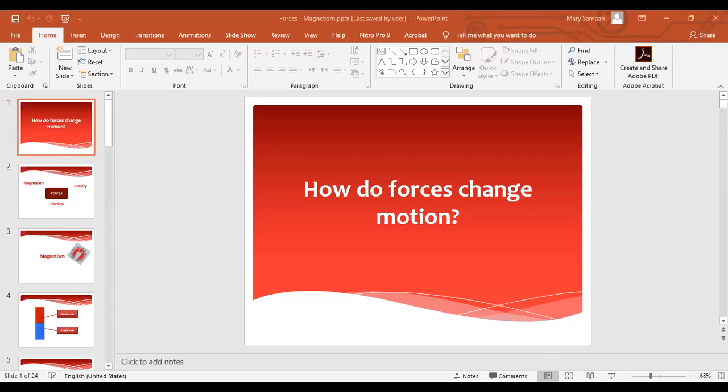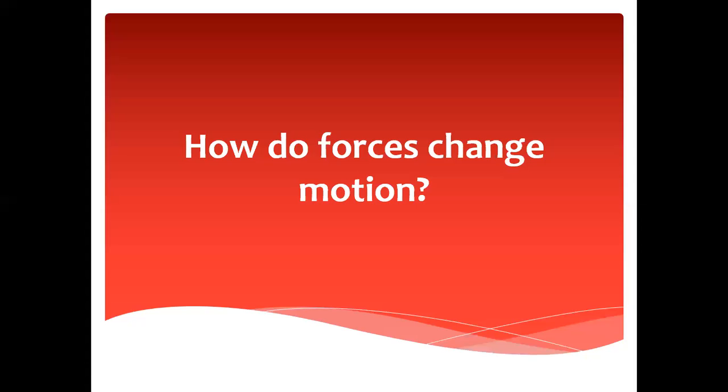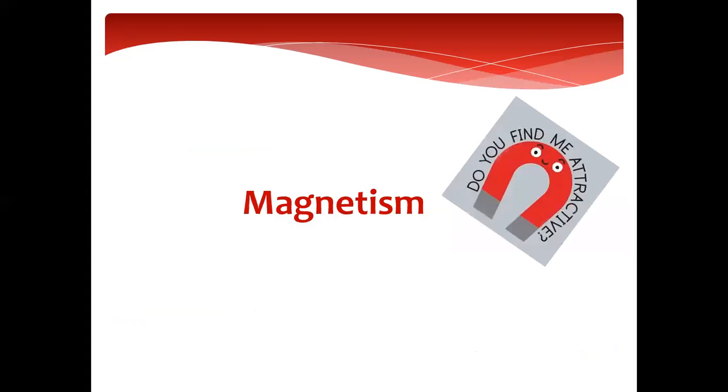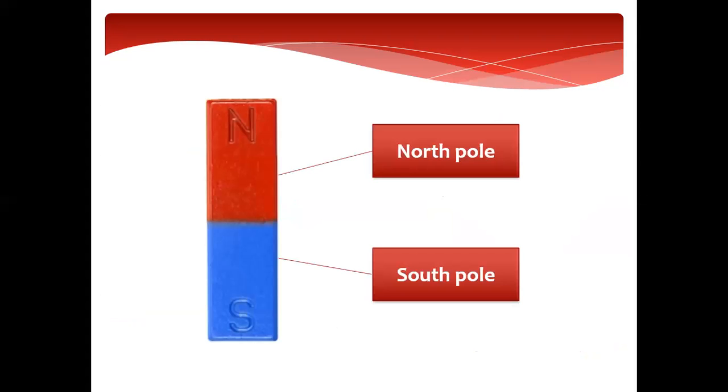As we said before, our lesson is about how forces change motion. I will not revise push and pull. We said that there are three forces: magnetism, friction, and gravity. Now we will repeat magnetism. What do we mean by a magnet? A magnet is a piece of material made of two ends, two poles: the North Pole and the South Pole. A pole is just an end.